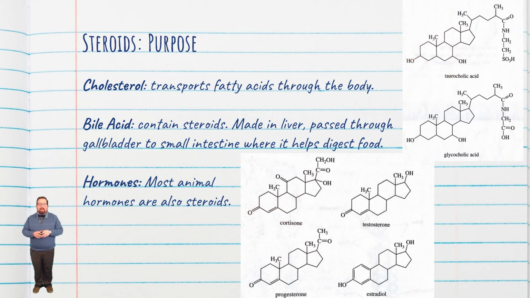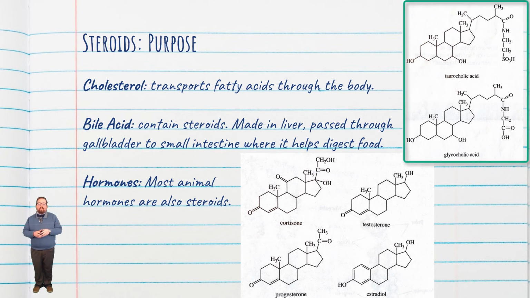Another type of steroid are the steroids in bile acid. Bile acid is made in the liver, passed through the gallbladder, and lands in our small intestine, where it helps digest our food. 2 of those steroids are pictured here. Lastly, most animal hormones are steroids as well. Hormones are responsible for a lot of different physiological processes. Though they exist in very low concentration in our bodies, they produce some highly pronounced physiological effects. They can affect reproductive systems, emotions, body development, and more.